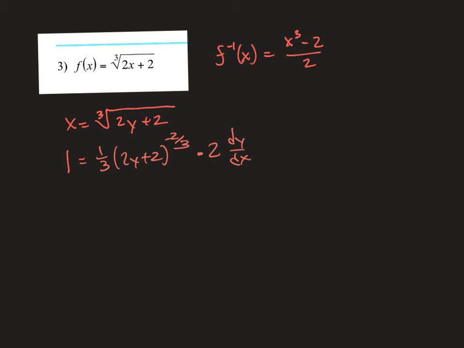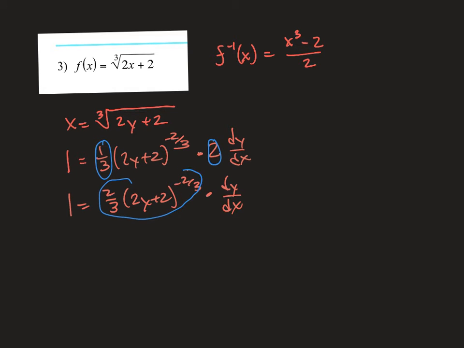This 2 and the 1/3 can be multiplied together. They're constant multiples, right? So I have 1 equals 2/3 times 2y plus 2 to the negative 2/3 times dy dx. To isolate dy dx, I'm going to divide both sides by this factor here. And that ends up being the same math that I did on the last slide. So I'm basically going to have dy over dx equals 1 over 2/3 times 2y plus 2 to the negative 2/3.